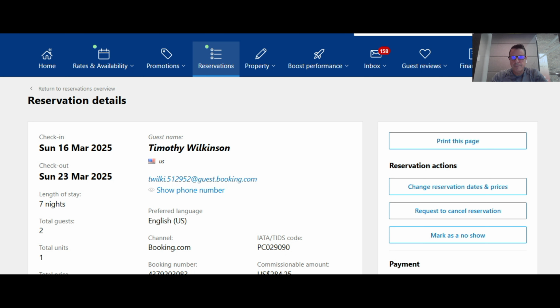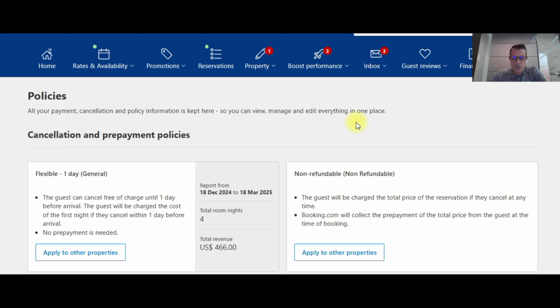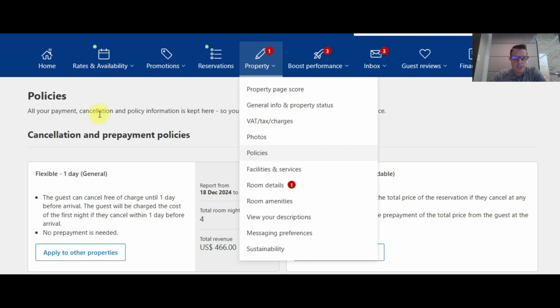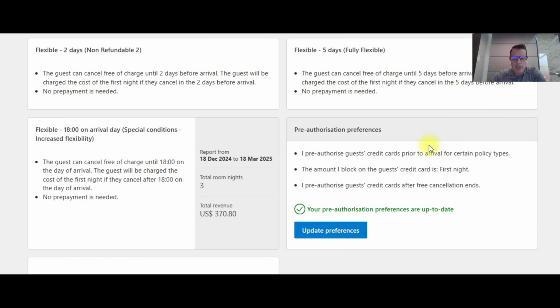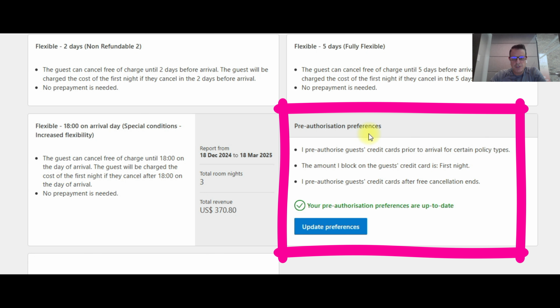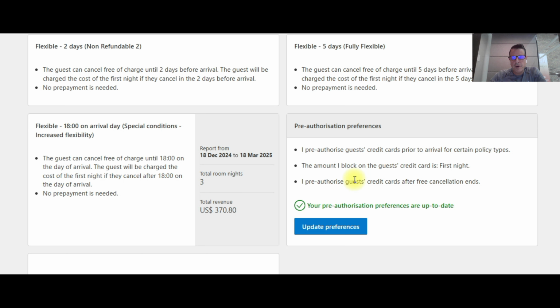Another policy you're going to want to make sure is checked off in your extranet here in booking.com: if I go to the property tab and go back to policies, and you scroll down, you want to update your pre-authorization preferences. What you do here is you let booking.com know if you pre-authorize guest cards or not. Obviously this hotel's up to date. They do pre-authorize credit cards prior to arrival for certain policy types. The policy type actually is a 24-hour cancellation policy. So they do, and you want to bring this up to speed.